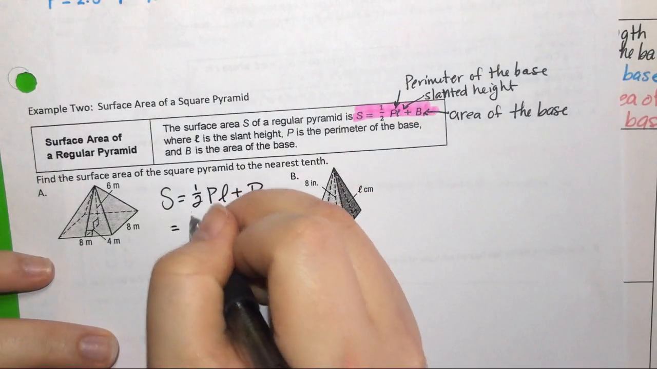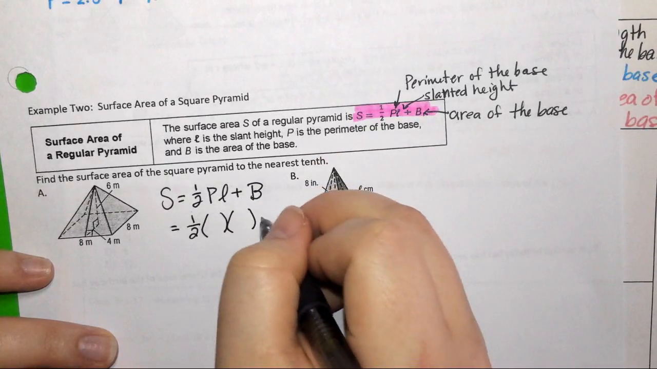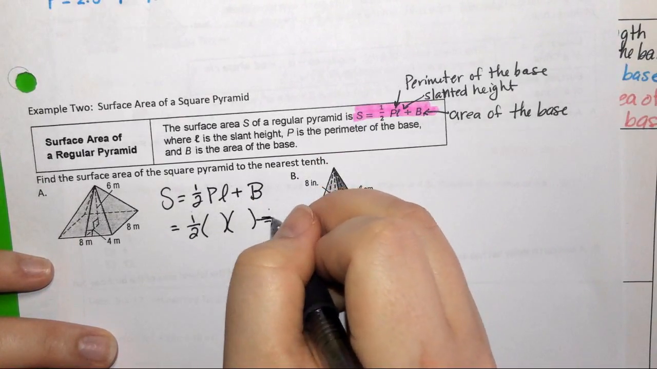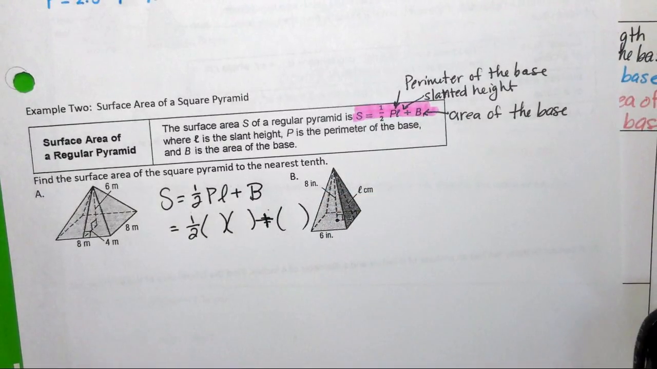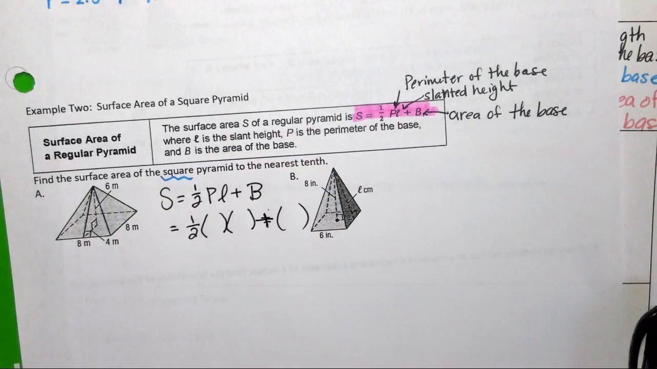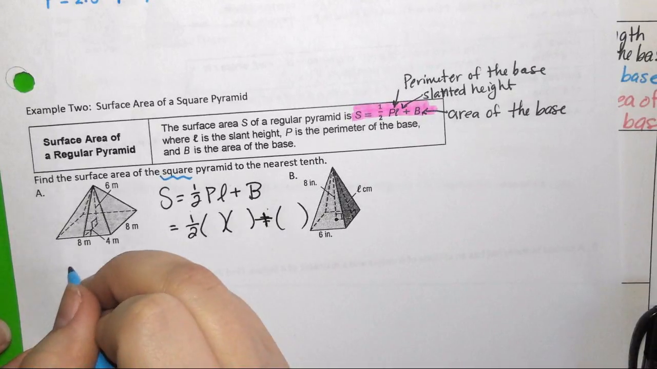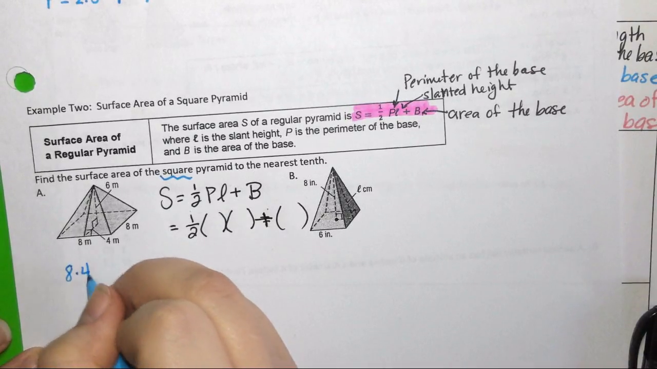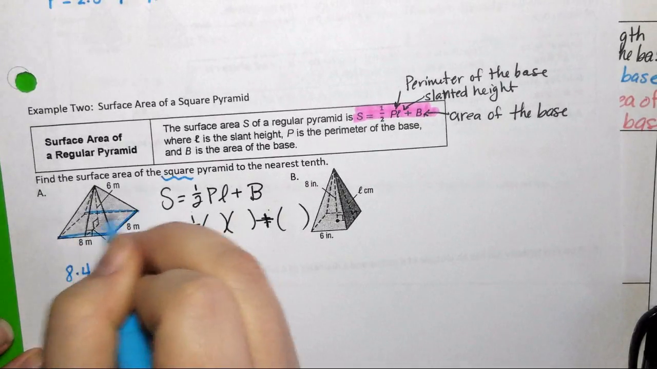Okay, so the perimeter of my base I've got to figure out. I need to figure out the slanted height, and I've got to figure out the area of my base too. Goodness, I've got 3 things I have to plug in for this one. One thing at a time. We know it's a square pyramid, so what is the perimeter of our base? Yes, because 8 times 4 is 32. So the perimeter of my base is 32.